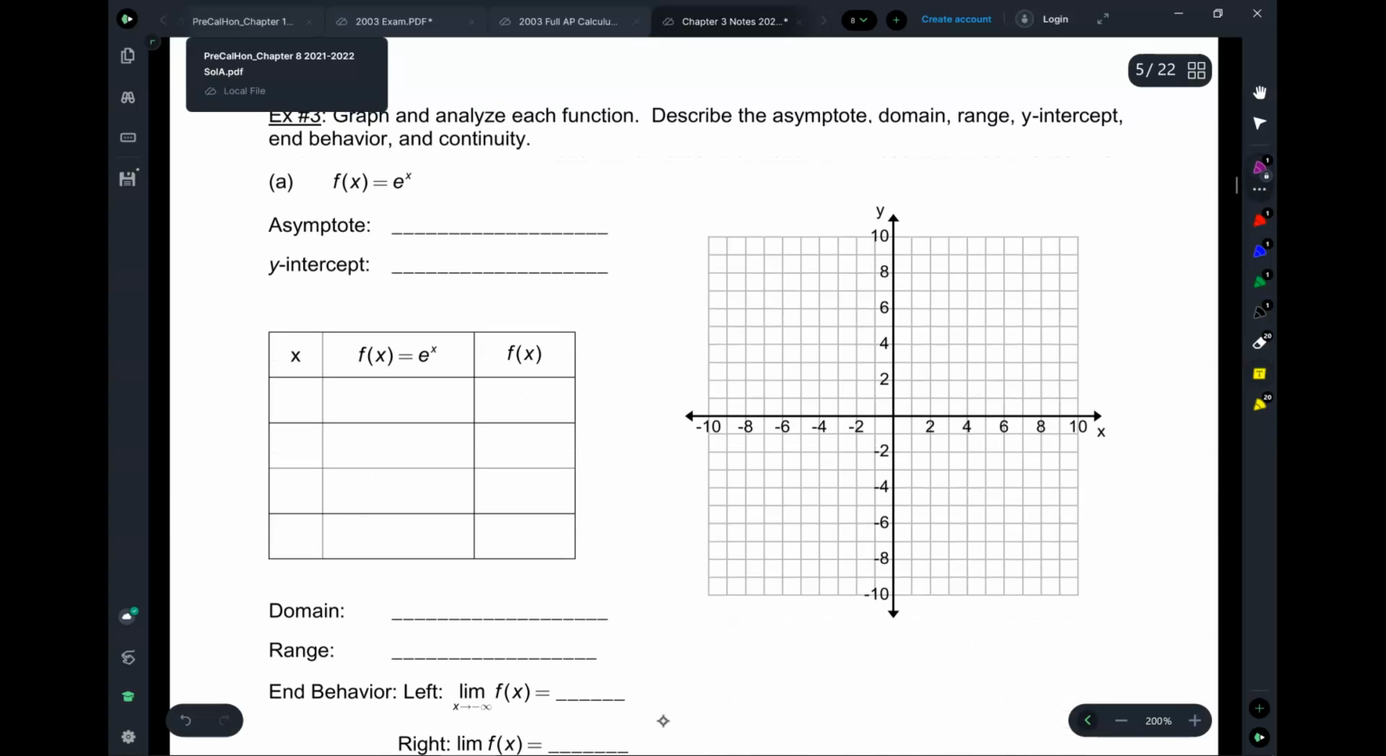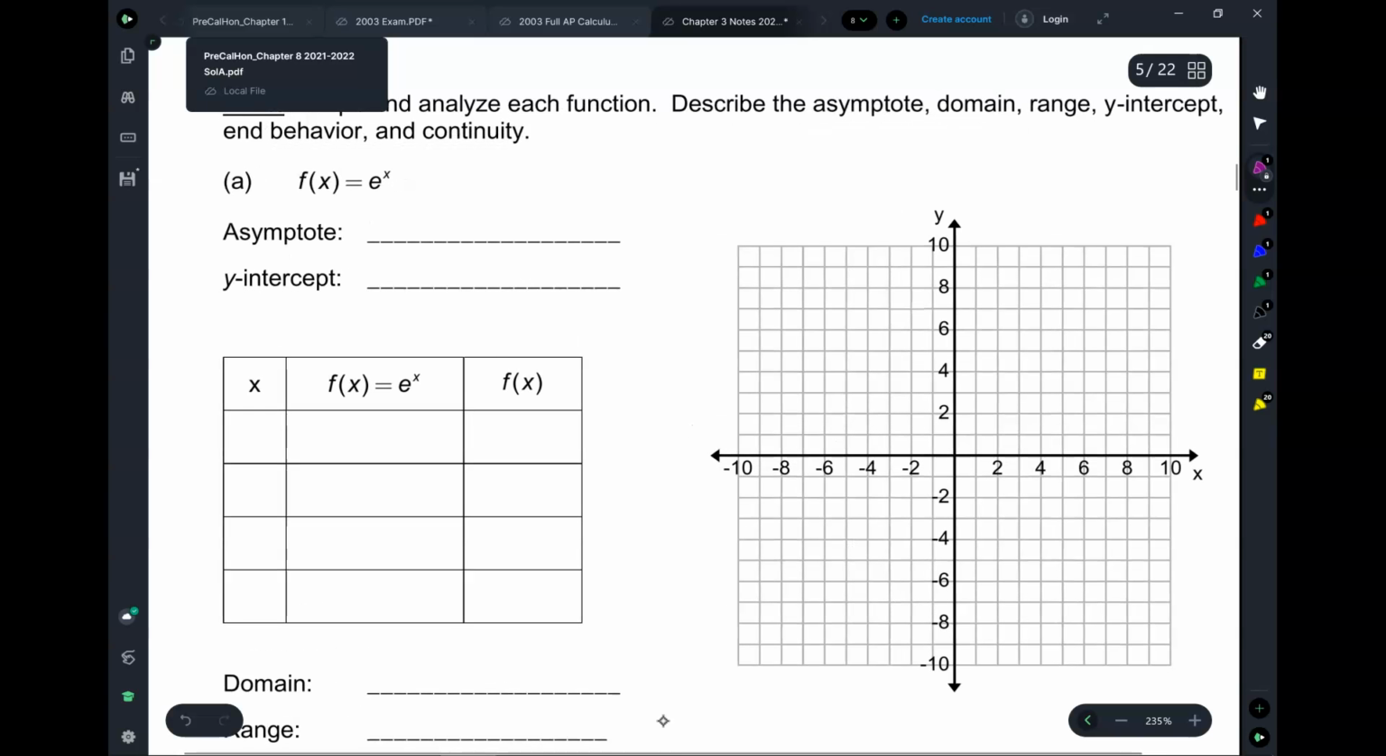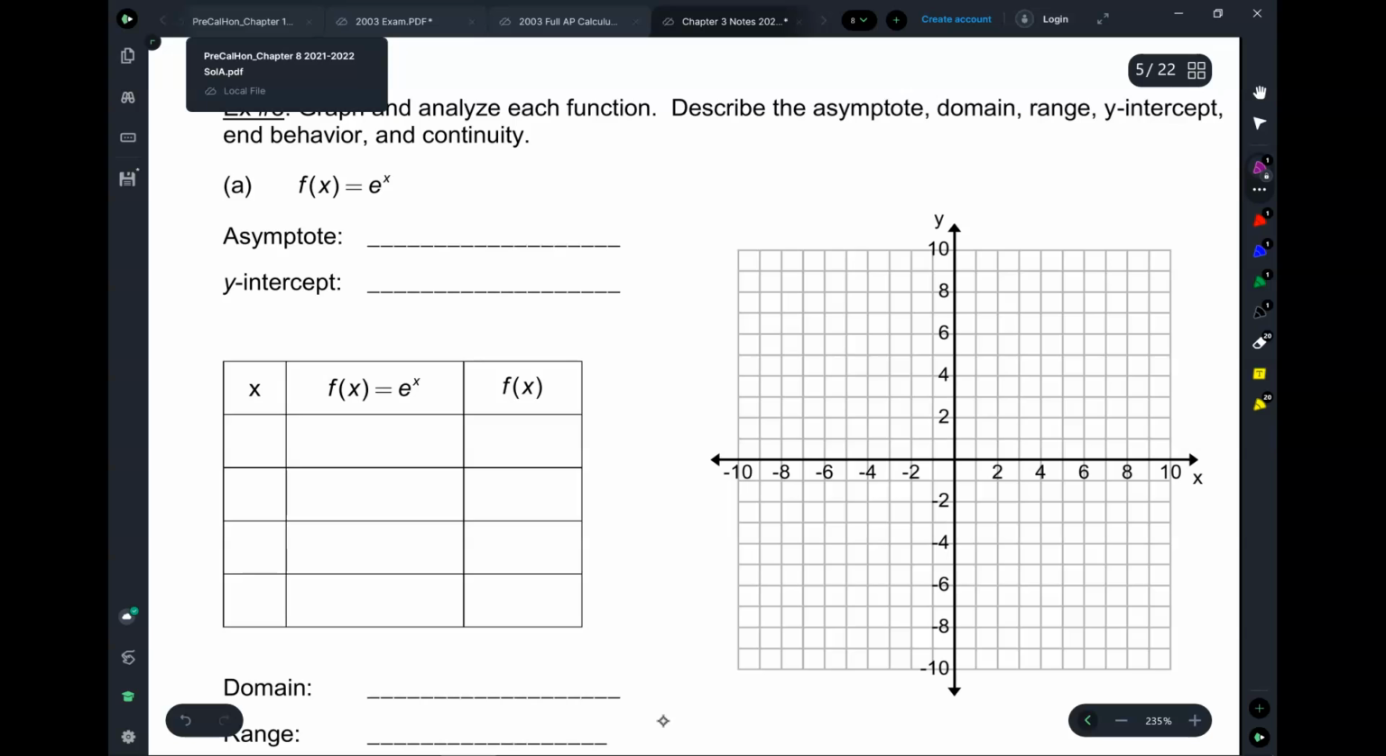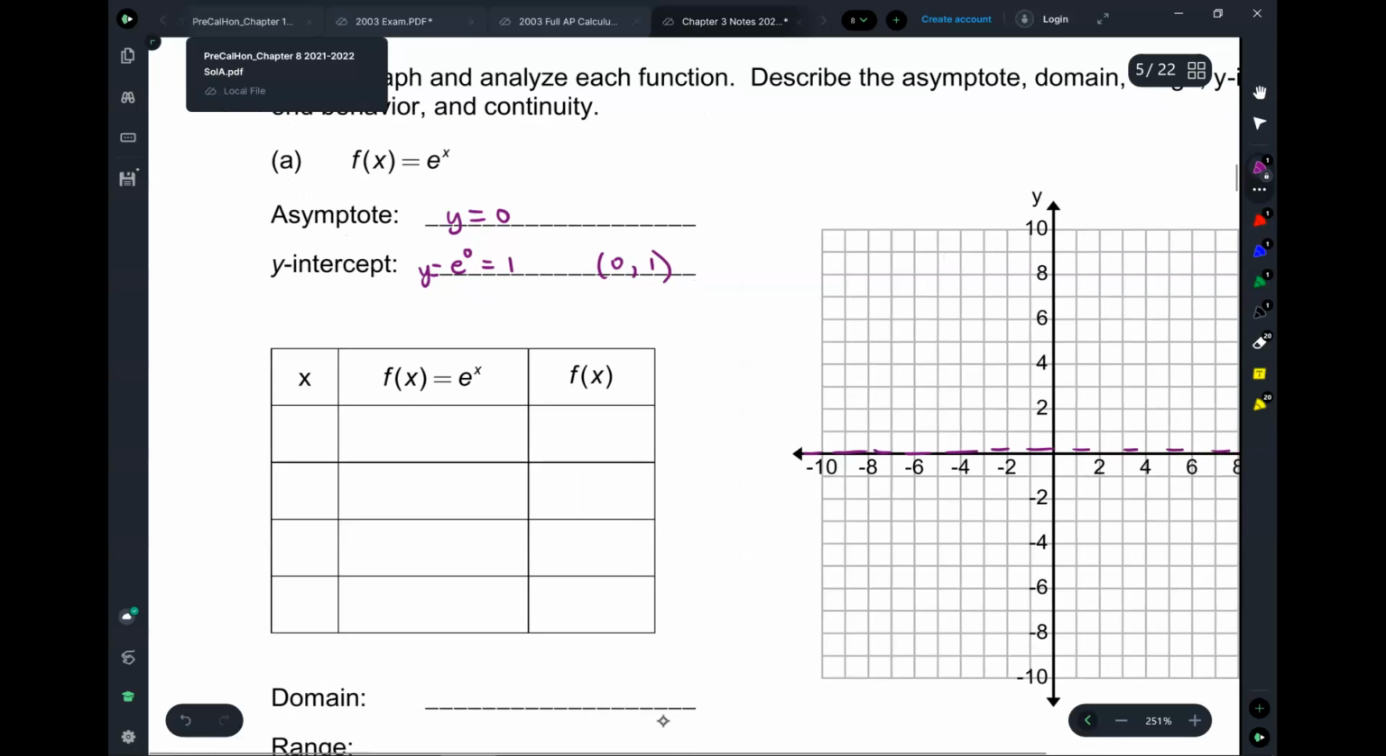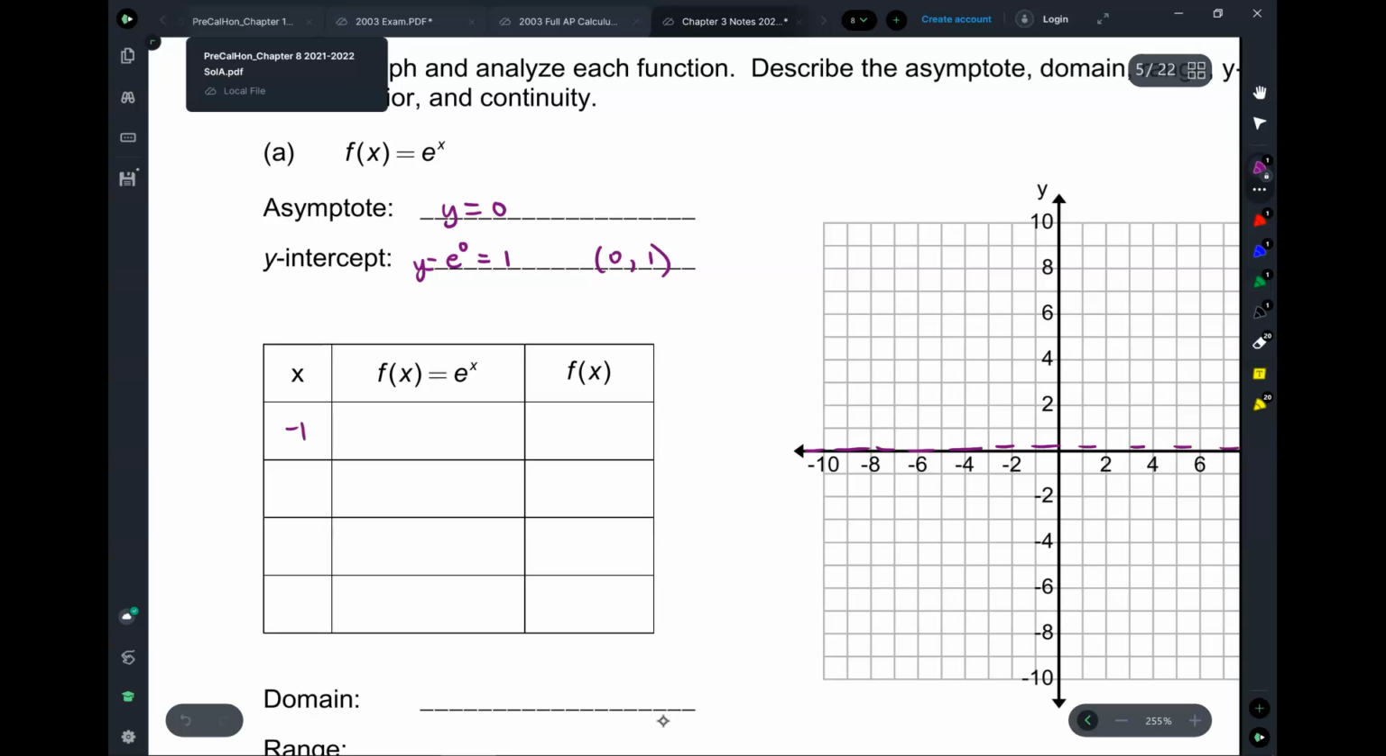Okay, so what do you think? Growth or decay for this one? Growth. Okay. What's the asymptote? Y equals 0. Intercept. E to the 0, 1, 0, comma 1. Okay, so the asymptote is at y equals 0. Let's put in some numbers here. I'm gonna go with my standard here, because I'm gonna use the calculator anyway. So go ahead and take out your calculators.